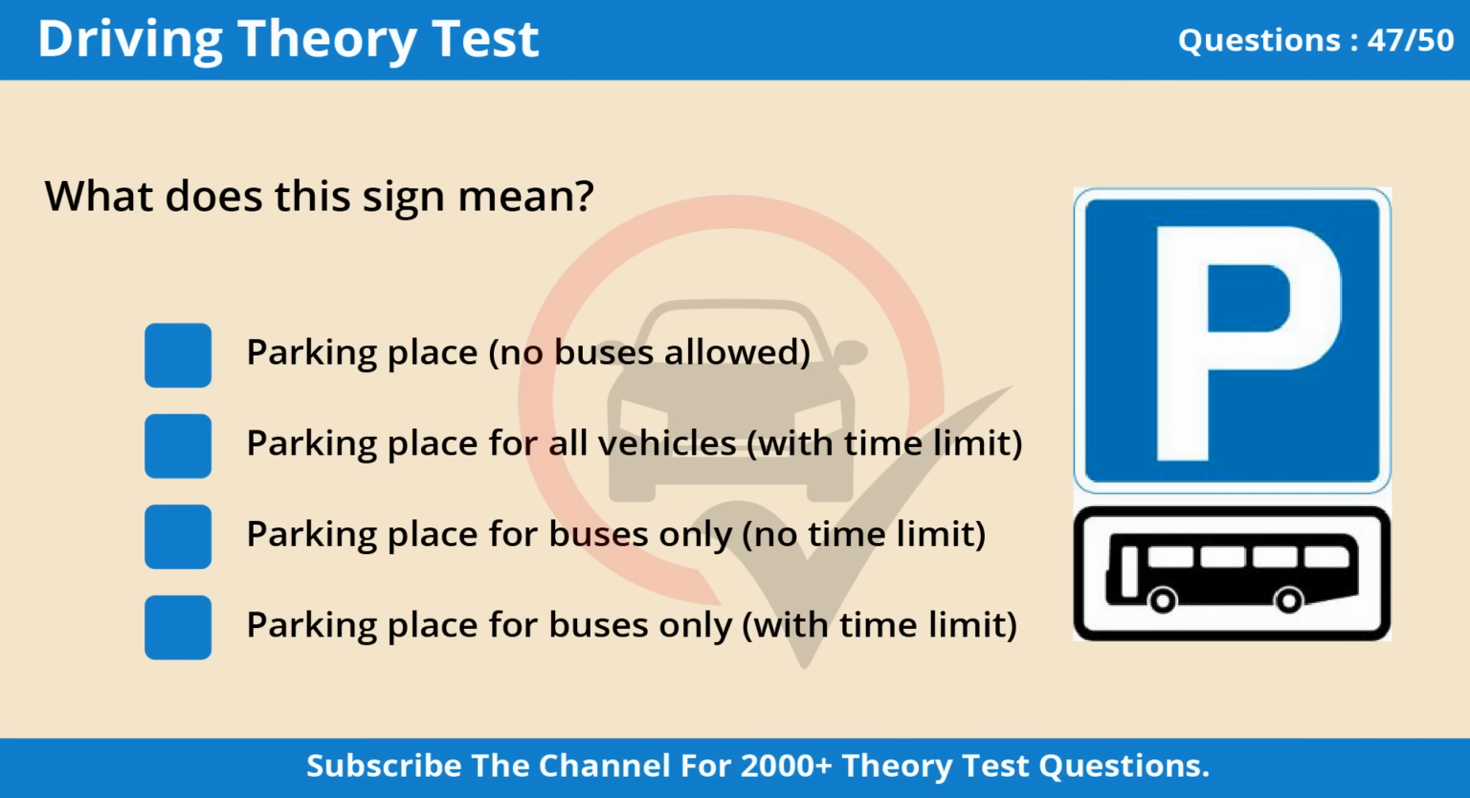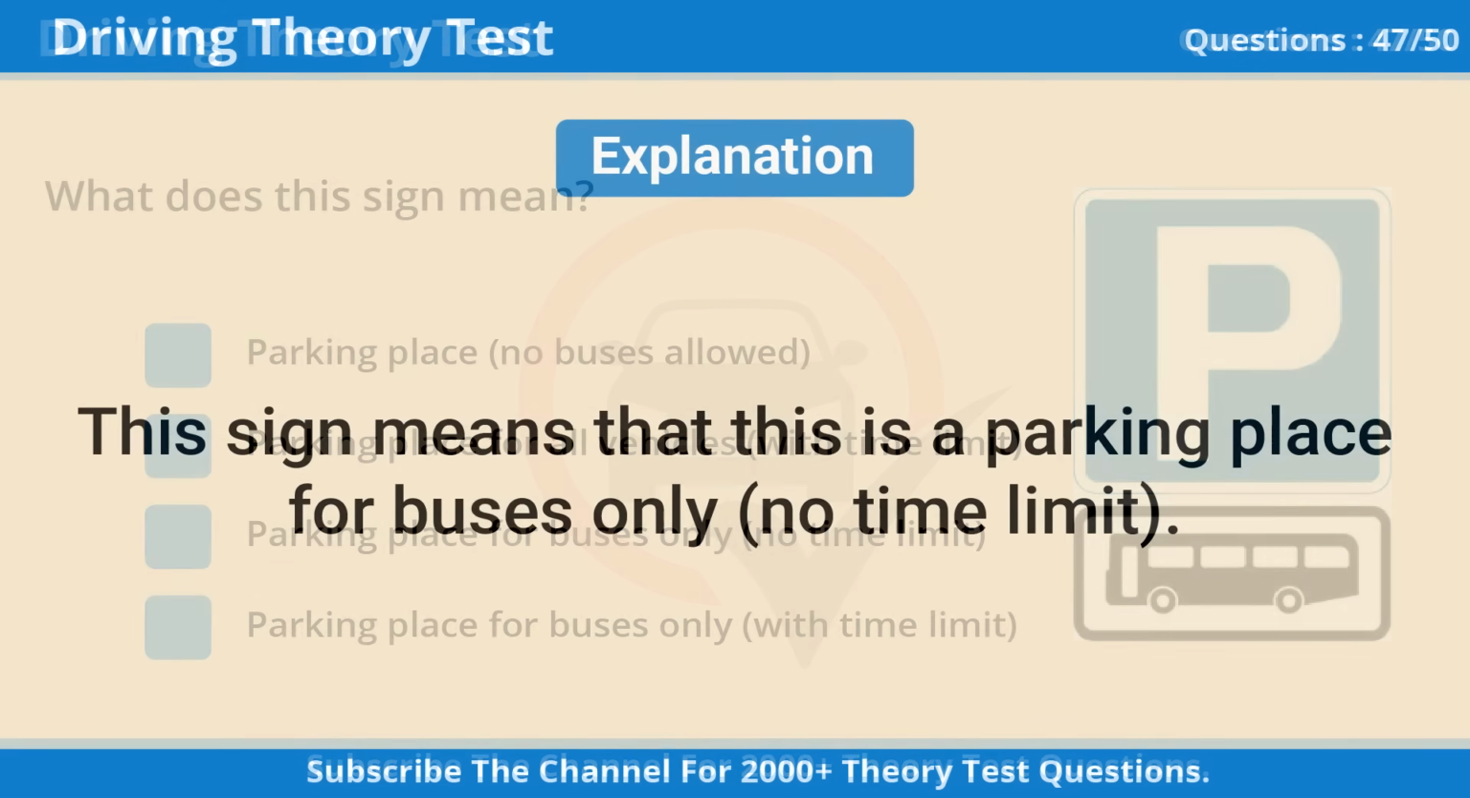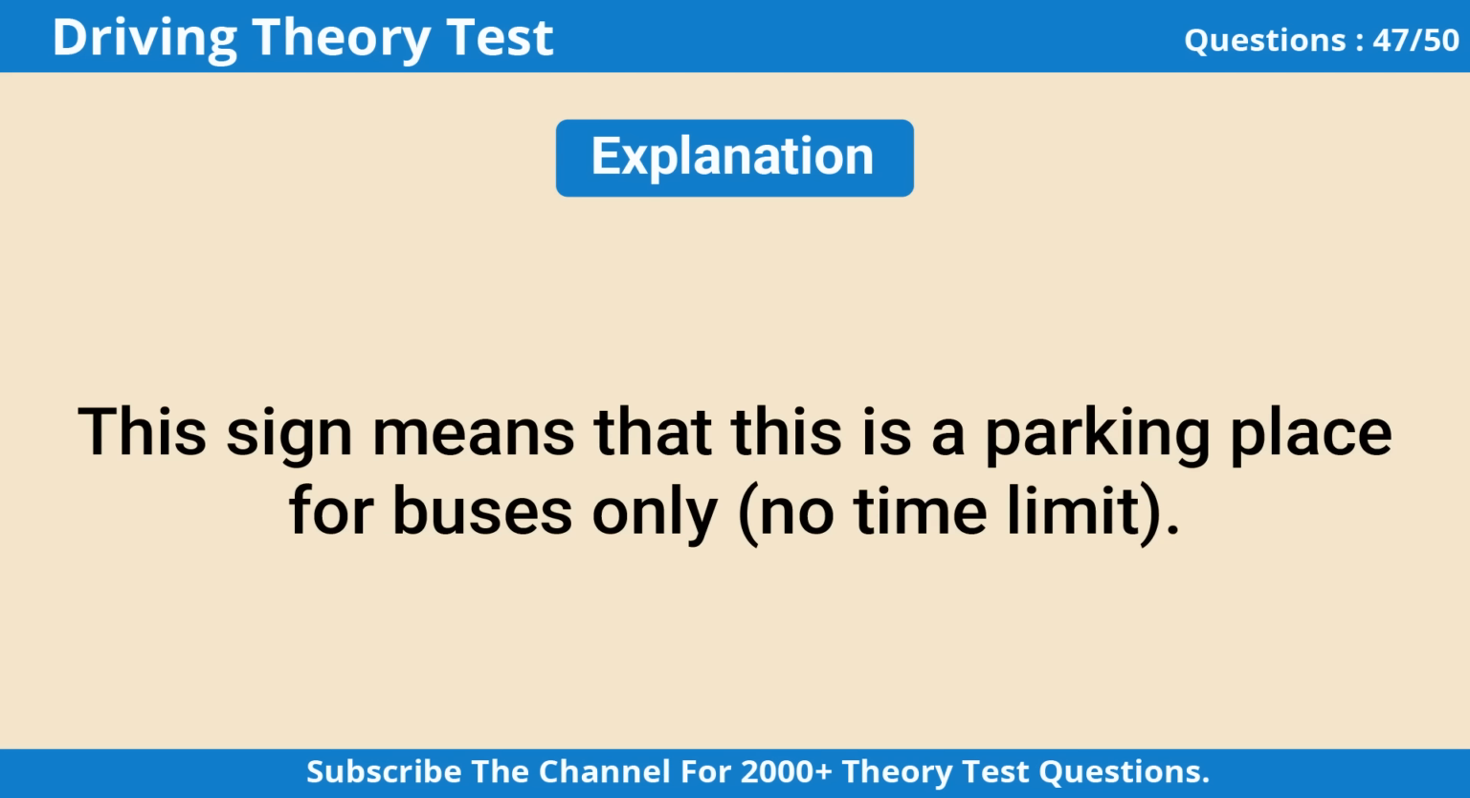Question 47. What does this sign mean? A. Parking place, no buses allowed. B. Parking place for all vehicles, with time limit. C. Parking place for buses only, no time limit. D. Parking place for buses only, with time limit. C. Parking place for buses only, no time limit. This sign means that this is a parking place for buses only, no time limit.